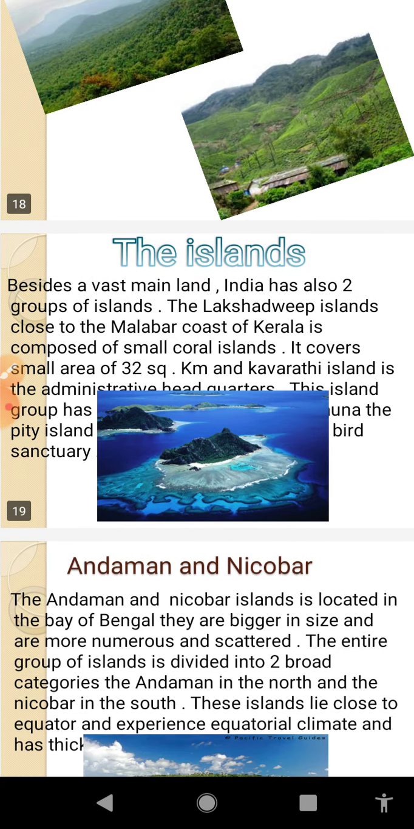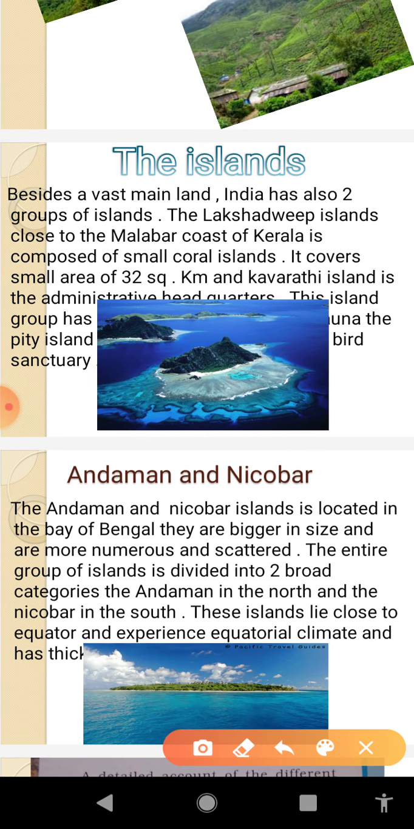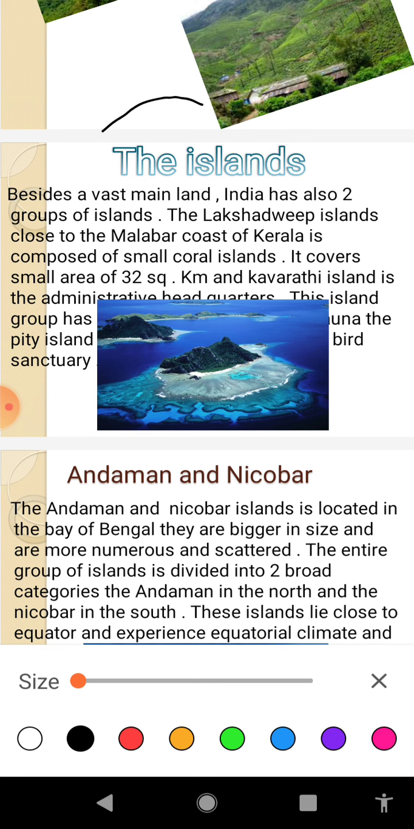After that, we will discuss the islands. With regard to the islands, we have two groups of islands as territory of our country. One group is lying in the Arabian Sea, known as the Lakshadweep Islands, and the second group is lying in the Bay of Bengal, known as the Andaman and Nicobar Islands.